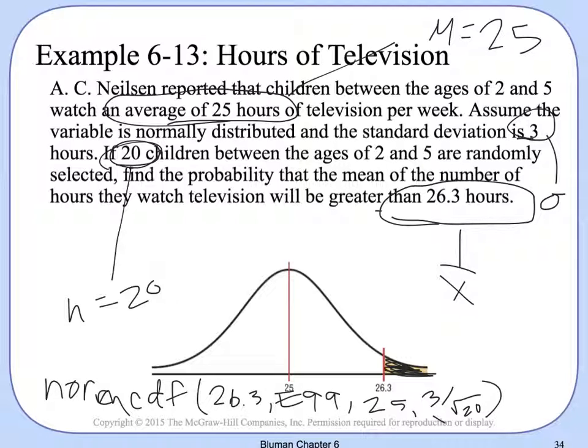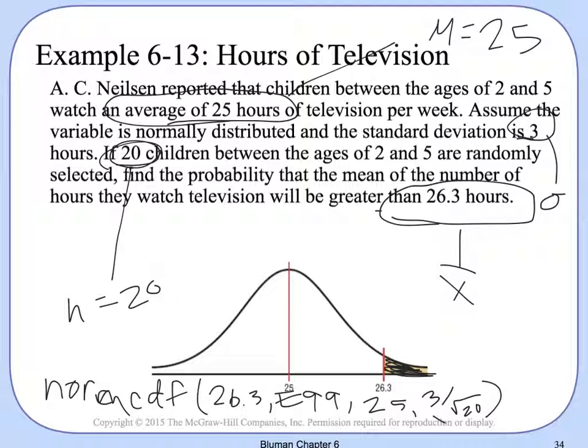This is because we're comparing a sample mean, so we have to take into consideration that sample size. This is a correction factor for that sample standard deviation. So we got to divide by the square root of 20. Okay, so it looks just like that. Hit enter, and there's your probability of that happening. There's only a 2.6% chance.